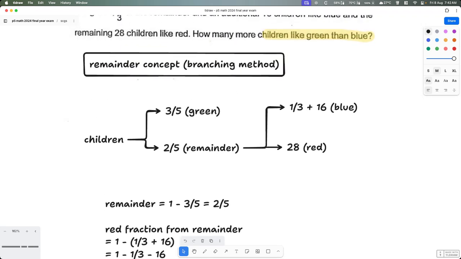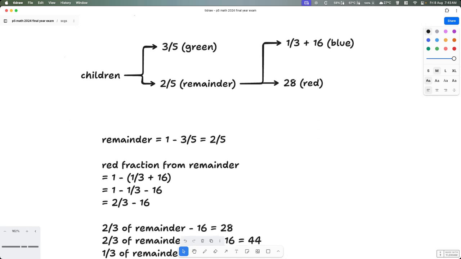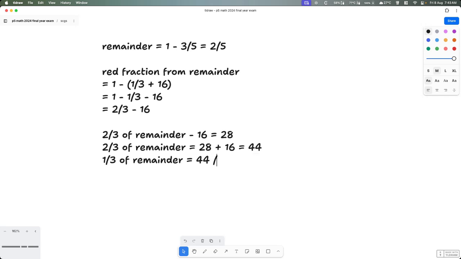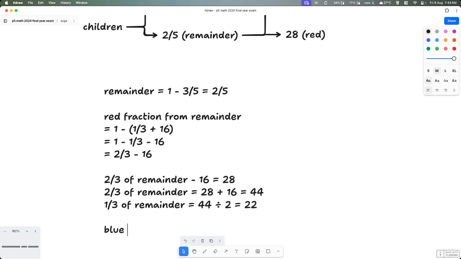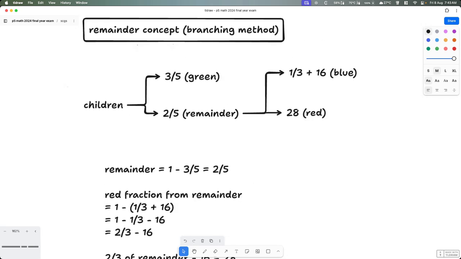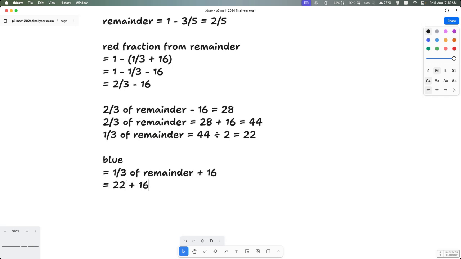So we want to see green and blue. I will say blue first. 44 divided by 2 is equal to 22. So blue is one third of remainder plus 16, which is 22 plus 16. That means this is 48. So we know what blue is.